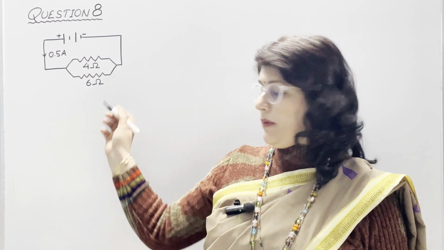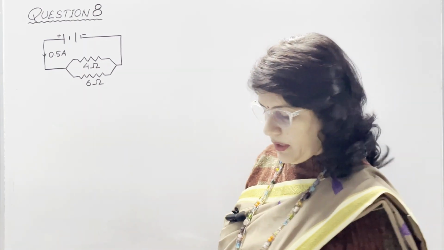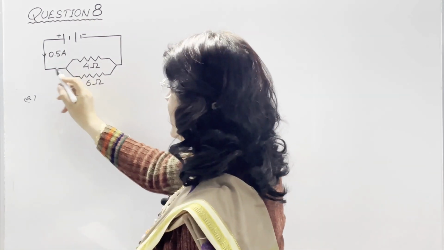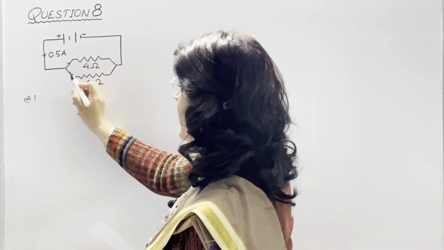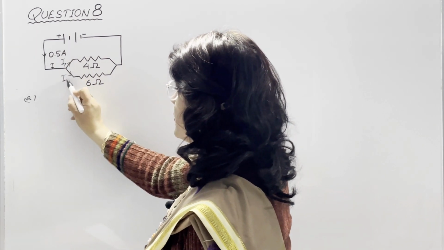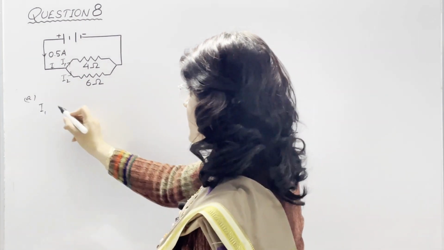In question number 8, part 1, two resistors of 4 ohm and 6 ohm are connected in parallel to a cell to draw 0.5 ampere current from the cell. Calculate the current in each resistor, this is part A, and then calculate the potential difference, this is part B. For calculation of current, we will use the formula. As we know that these are connected in parallel, and in parallel the current gets divided into two branches at this junction. So I1 and I2. I1 is the current through the 4 ohm resistor.